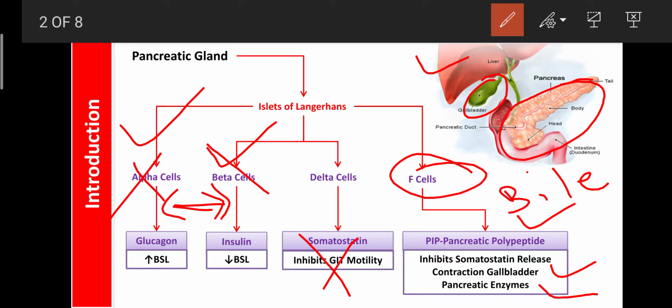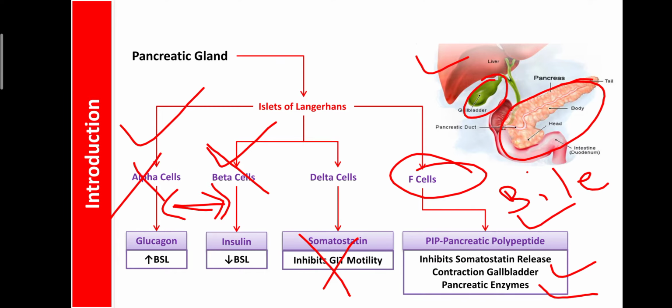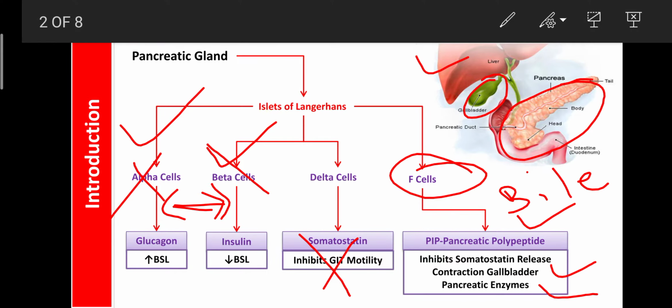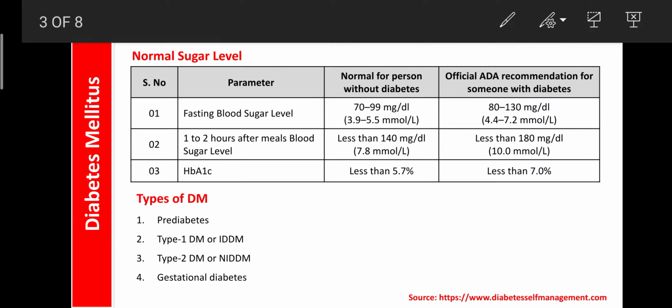According to the physiology of the blood, it can assist the beta cells or alpha cells. So that is the importance of the pancreatic polypeptide. It is secreted from the pancreatic gland, from the F cells of the pancreatic gland. Okay. So next we can learn regarding diabetes mellitus.